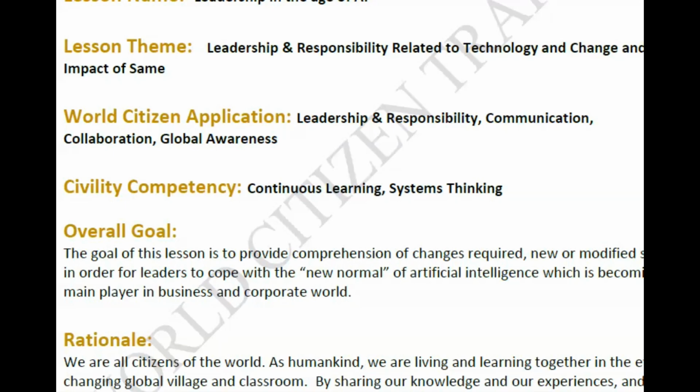If you're a teacher or a trainer, we will be using digital and AI aspects to teach and as learning tools. So there are skills that we need. And as leaders, we have to cope with this new normal of AI. It's a main player in business and corporate world.